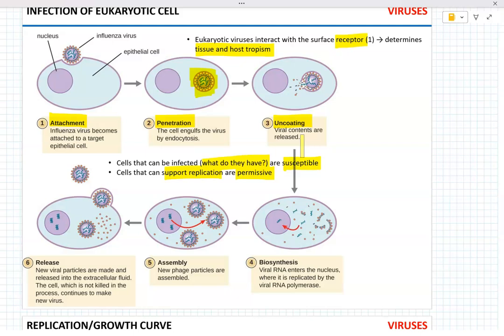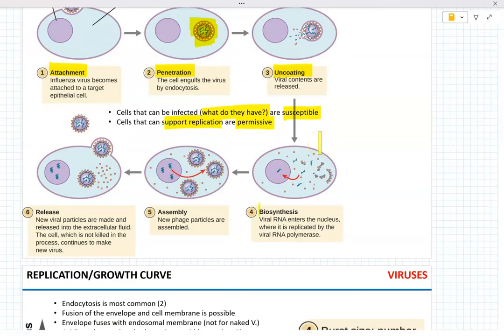Is that good? Then we get biosynthesis. Now, what do you need to know about biosynthesis? Mentioned that before. By and large, DNA viruses reproduce in the nucleus. Two reasons. One, DNA in the nucleus is normal, so cellular pattern recognition receptors will not see the DNA. So the cell will, quote unquote, not know that it's infected.